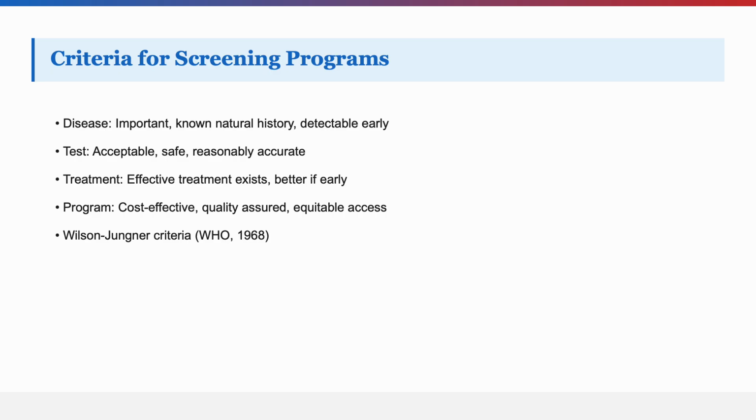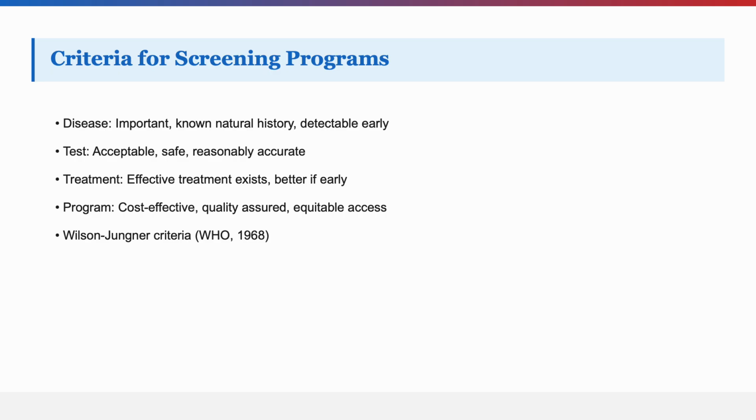Program criteria: the screening program should be cost-effective considering all direct and indirect costs. Continuous, quality-assured operation is needed. Access should be equitable across the population.